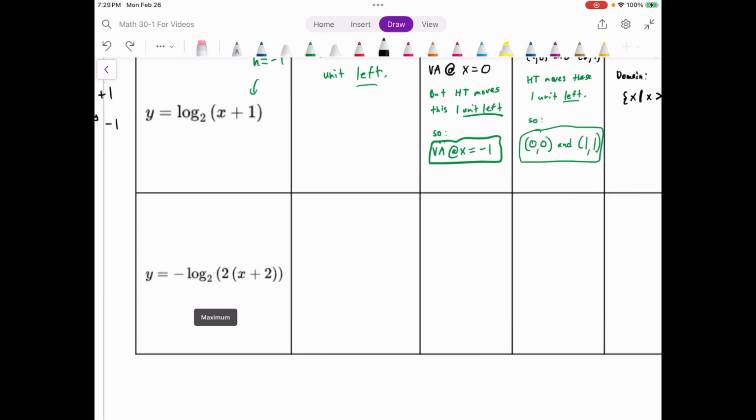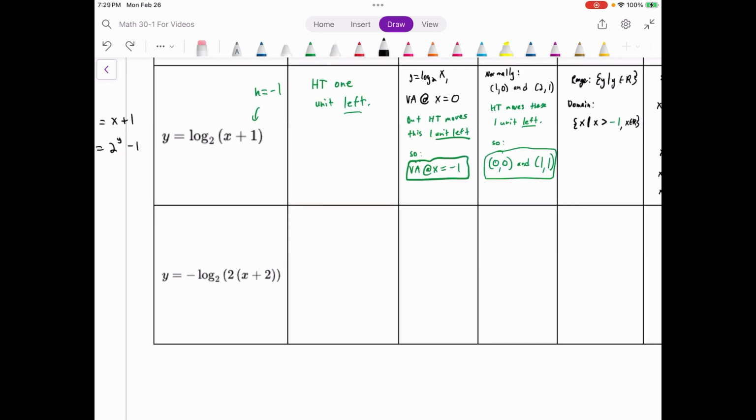So definitely some more transformations going on in this one. We can see some more parameters. Let's just pick them out. I see an a value. Looks like a is -1. So that tells us a reflection across the x-axis has occurred. I see a b even. I see b is 2, meaning there's been a horizontal stretch by a factor of 1/2.